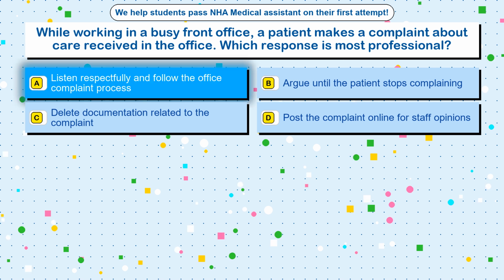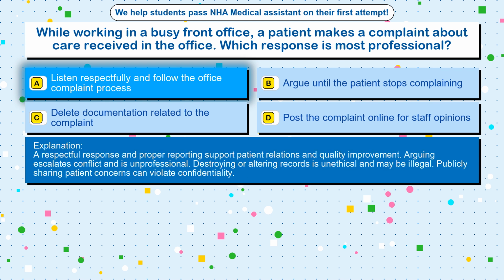The correct answer is option A. Listen respectfully and follow the office complaint process. A respectful response and proper reporting support patient relations and quality improvement. Arguing escalates conflict and is unprofessional. Destroying or altering records is unethical and may be illegal. Publicly sharing patient concerns can violate confidentiality.